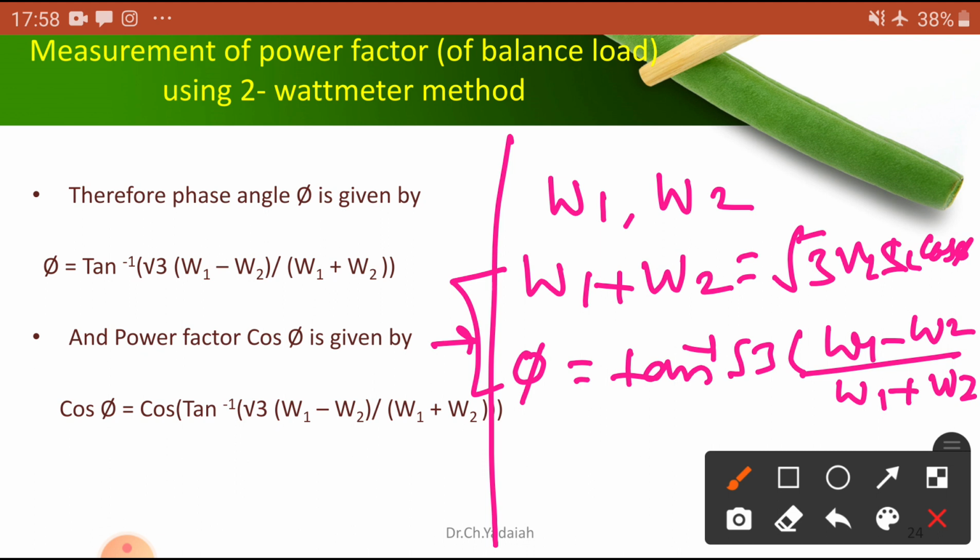I think this class has explained clearly to you how W1 and W2 show active power, reactive power and phase angle.